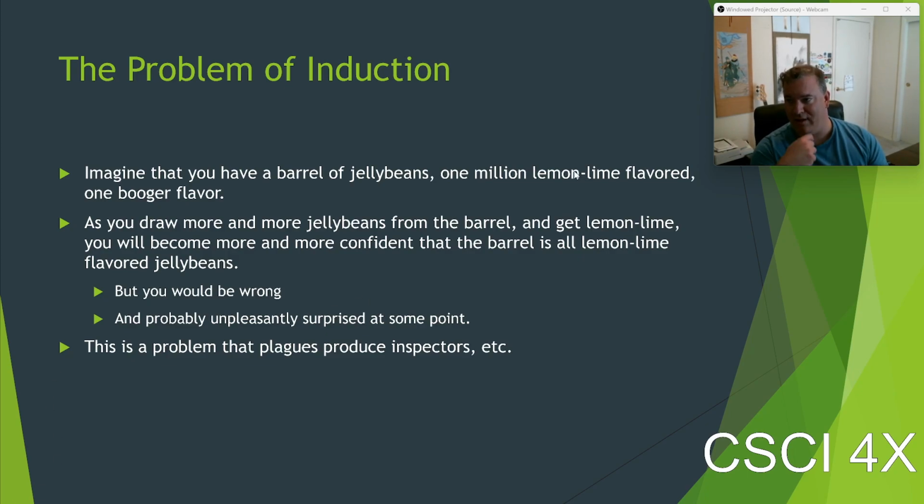You're pulling jelly beans from a barrel of jelly beans. You keep eating the jelly beans, you get more and more confident because you keep eating lemon lime flavored jelly beans. Right? This is a barrel of jelly beans that are all lemon lime flavored, but one of them is the Bernie Bott's booger flavor jelly bean, and you're wrong. And so one day you're unpleasantly surprised. That's the problem of induction. You can become very confident in something and then be unpleasantly surprised. Okay? Needle in a haystack, yeah.